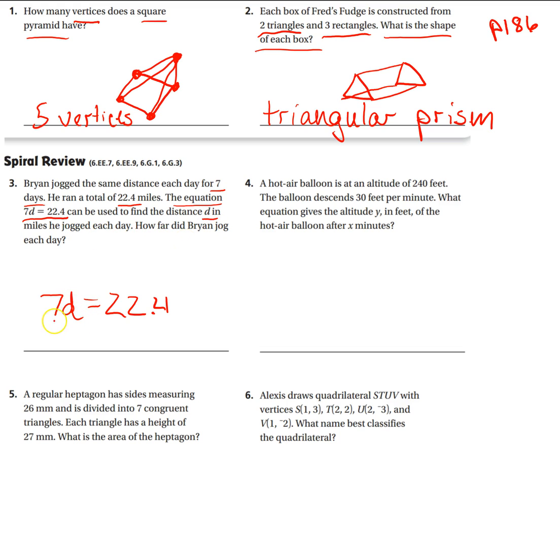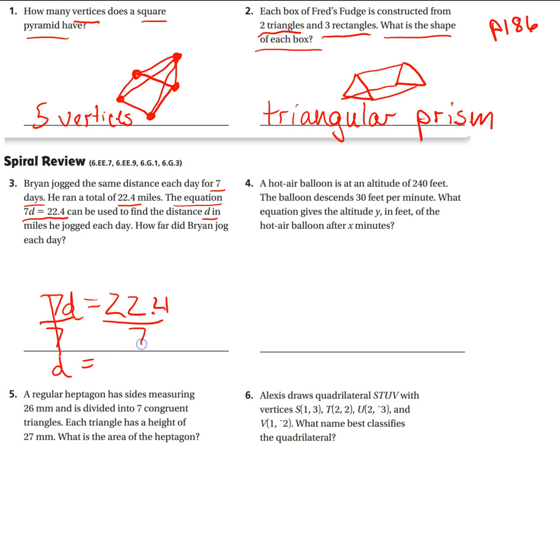Well, I've got to get this d by itself, so I do the inverse operation. 7 with a d right next to it means 7 times d. So the inverse operation would be division. What do I divide by? That's 7. To get rid of that 7 leaves you with just 1d, or just d.